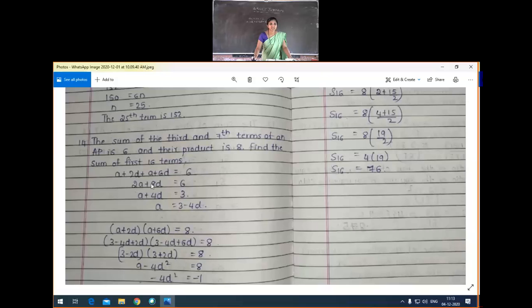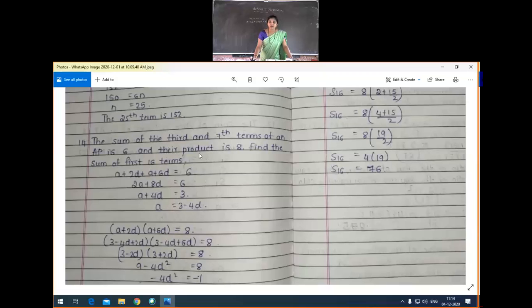Then here 2 is a common factor. Then A plus 4D is equal to 3, dividing the whole equation by 2. Then A is equal to 3 minus 4D. This is according to the first condition. In the first condition, we got the result A is equal to 3 minus 4D. Next, something is given. Again, one more statement is given. See, again I'll repeat this question. The sum of the third and seventh terms of an AP is 6. For that, we got the result A is equal to 3 minus 4D.